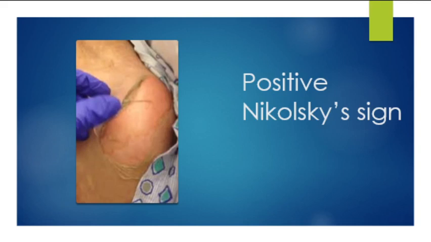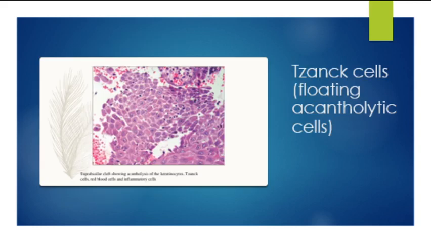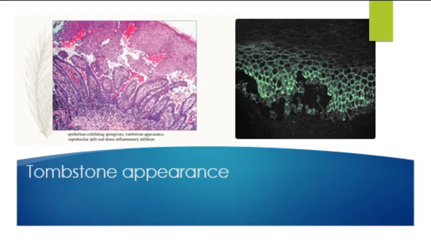Positive Nikolsky sign: the upper dermis separates from the basal layer. Presence of Tzanck cells, which are multinucleated giant cells formed by the fusion of acantholytic keratinocytes. The split is characteristically suprabasal and cells remain attached to the basal lamina, giving a tombstone appearance.